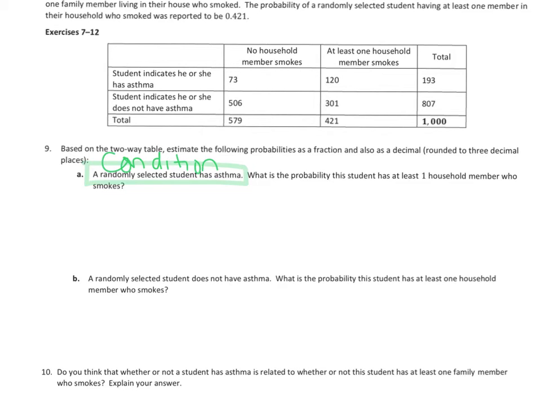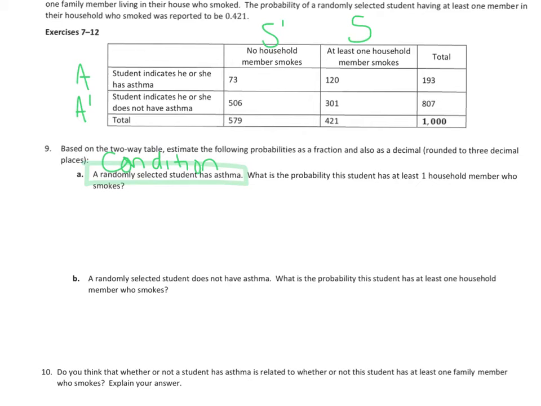I'm going to make this A, because it's having asthma. I'll make this A prime, does not have asthma. I'll make this S prime for no one smoking. I'll make this S for smoking. Remember that prime, that little tick, means not. So not asthma, not smoking. That's what I prefer to use when I write these things.